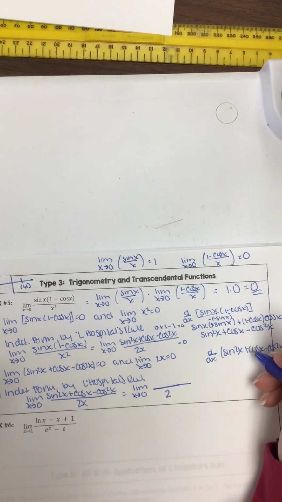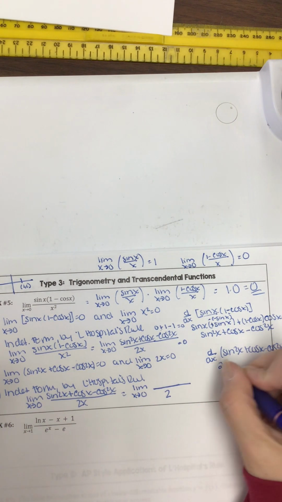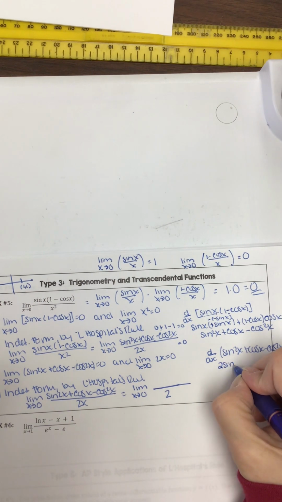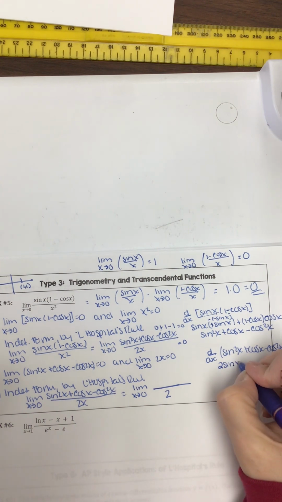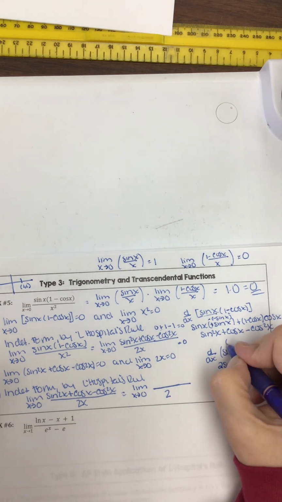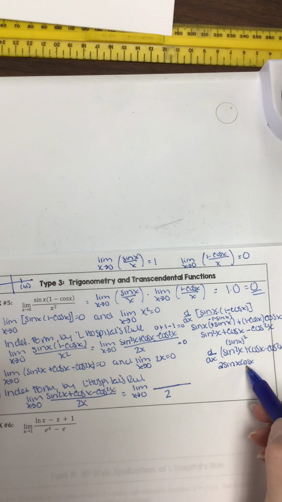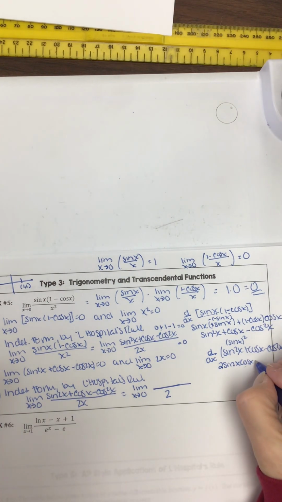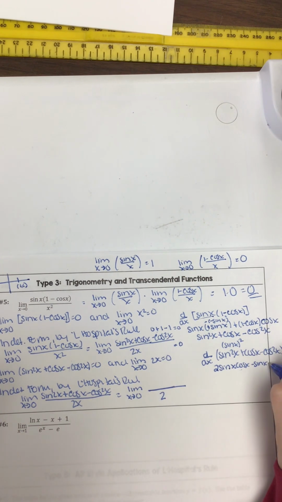So the derivative of sine squared x would be 2 sine x, but then the derivative of the inside would be cosine x, right? Think about sine x squared. You take the 2 sine x times cosine x. Here you'd have minus sine x, correct? And then here you'd have minus, but it's actually going to be plus, right?